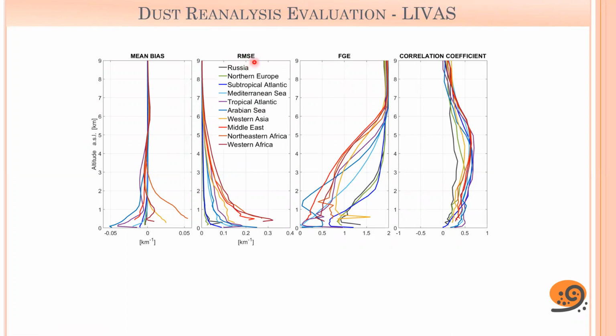The root mean square error profiles reveal greater deviations over dust source regions, decreasing with height, while similar fractional gross error profiles are obtained over the regions that are affected more by dust, where the error is kept lower than 100% up to 3 kilometers. Lastly, maximum correlation coefficient values can be found between 3 and 5 kilometers in all cases.